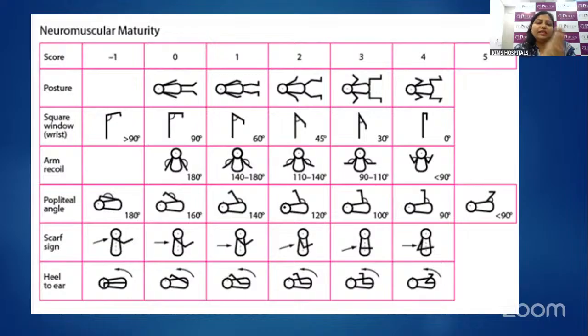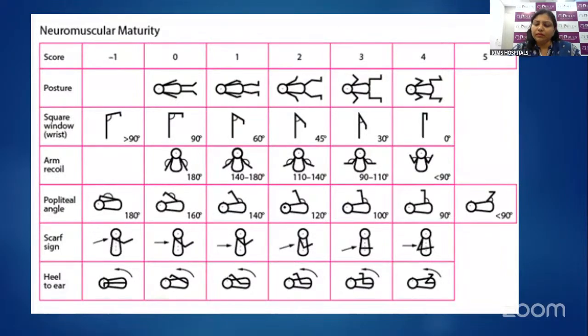Okay, so in this picture you can appreciate how nicely they have given the diagram of how to perform all these components. Then you will see the scarf sign, where you see whether the elbow is crossing the midline, is at the midline, or is not crossing the midline. It will tell about the muscle tone around the shoulder and all. Those are also included as neuromuscular maturity.